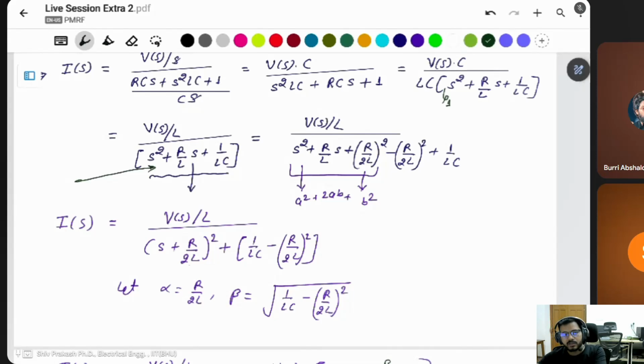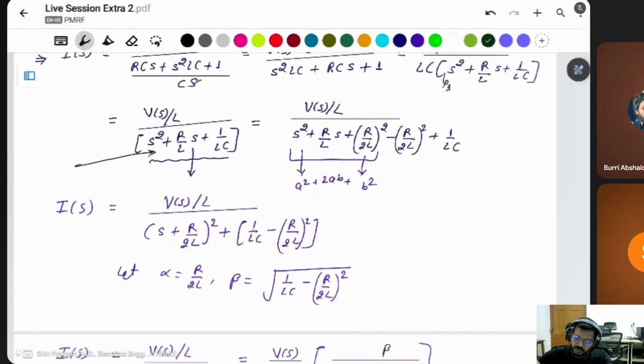How can you find the inverse Laplace? You have to make a perfect square, or make it fit a formula. You have formulas only like e power at and sin at. Then you have to make this expression fit your formula. How can you fit it? You use the perfect square.